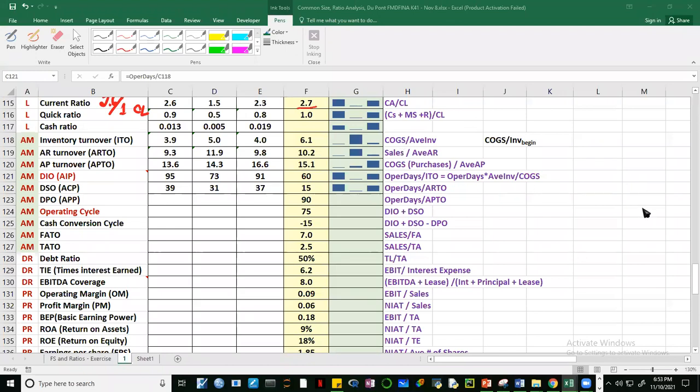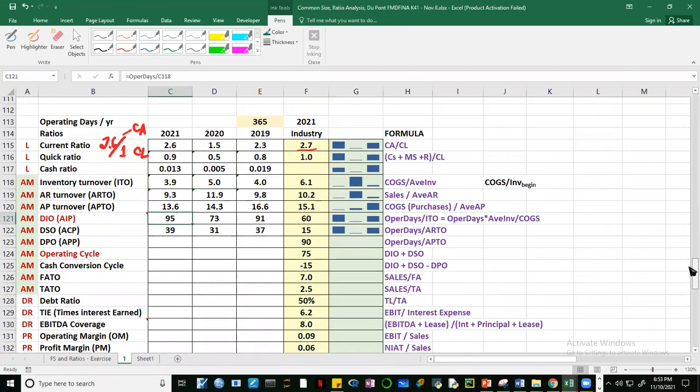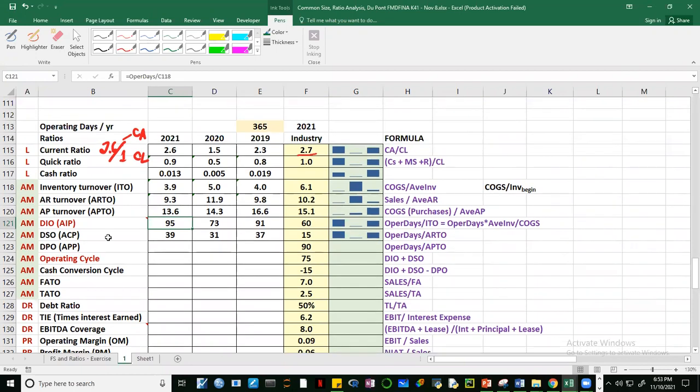Sir, I just want to make it clear po. Tama po ba yung pagkakarinig ko na the higher the ARTO, the lower the DSO, or the other way around po? The higher the ARTO, tingnan natin yung formula. DSO, di ba, you're dividing by ARTO. Ibig sabihin, pag malaki yung ARTO, ano mangyayari sa DSO natin? It's operating days divided by ARTO, no? When the ARTO is bigger, ano mangyayari sa atin?